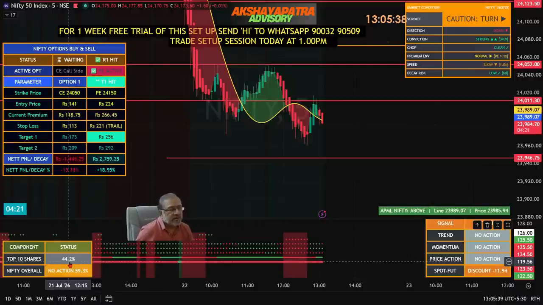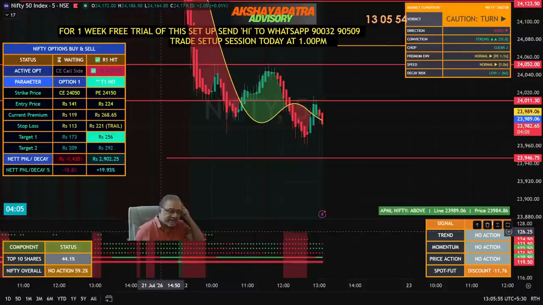100, I mean 0 to 40 is short, 40 to 60 is neutral, 60 to 100 is long. So now currently all 10 shares put together, when applying the indicator and the weightage, it is 44%. Okay, so that is price action.